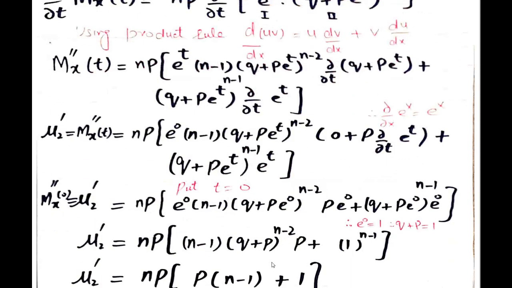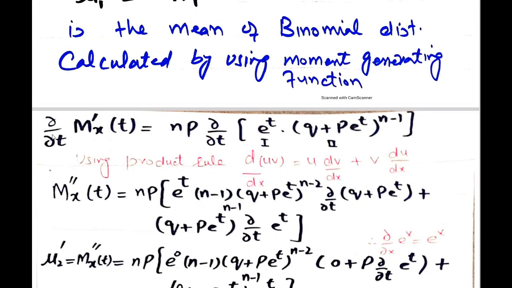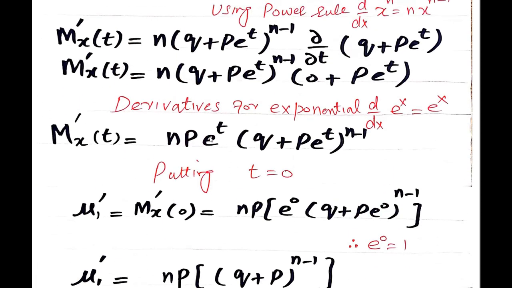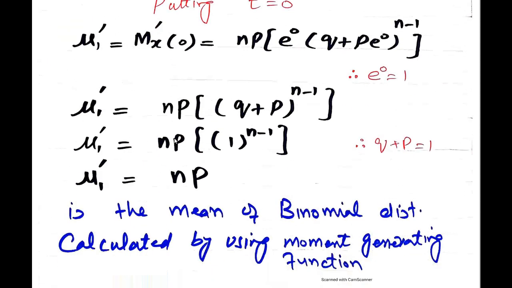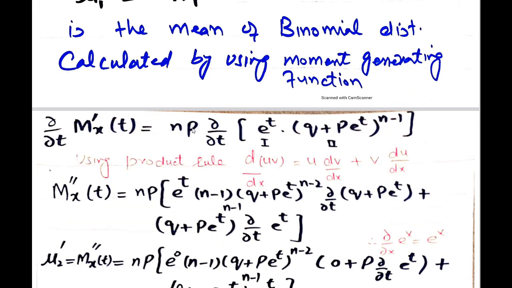To calculate variance, again derivative. This is the first derivative term, so we take the derivative of this term again. Np is common, take it outside, applying partial over partial t on both sides. So this is the first number and this is the second number. Here we use the product rule.